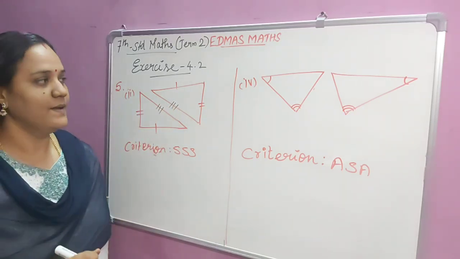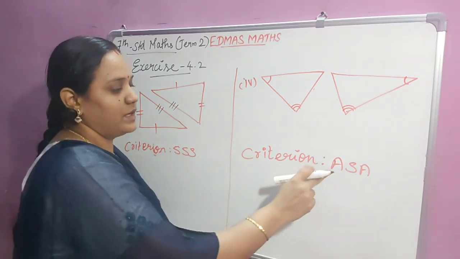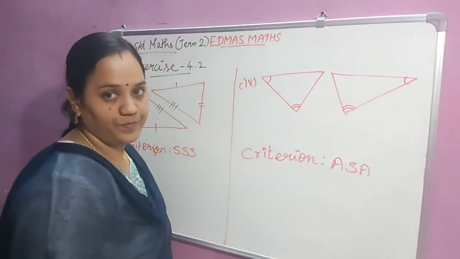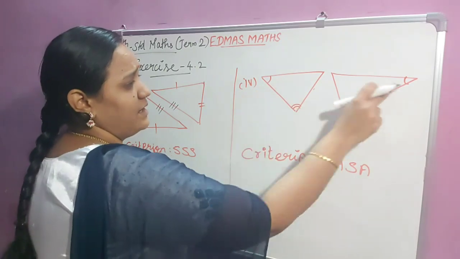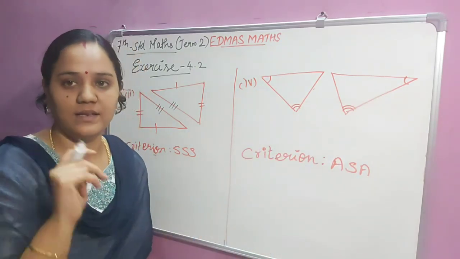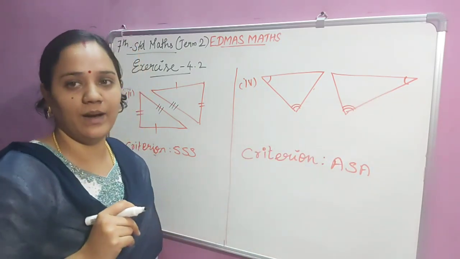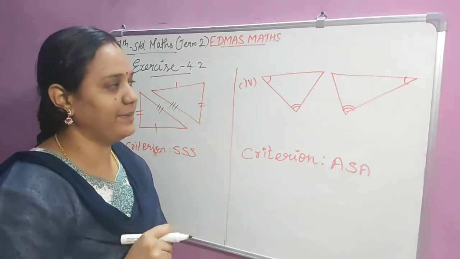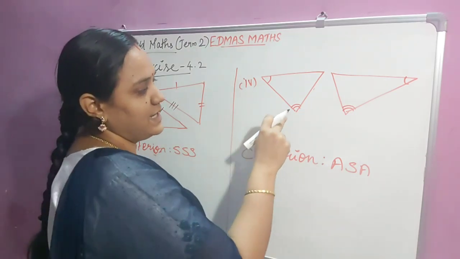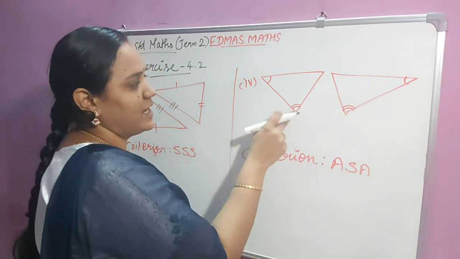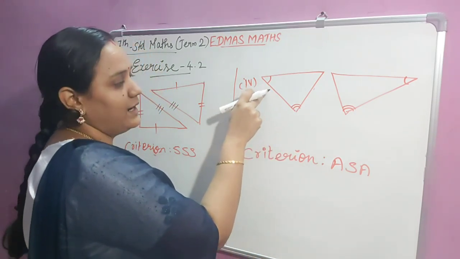Very easy, right? So the fourth option, the criterion is given as ASA. Here they marked a single angle and double angle. So 2 angles have been marked and we have to mark the side. How we can mark the side? We can see the side which has 1 single angle and 1 double angle.